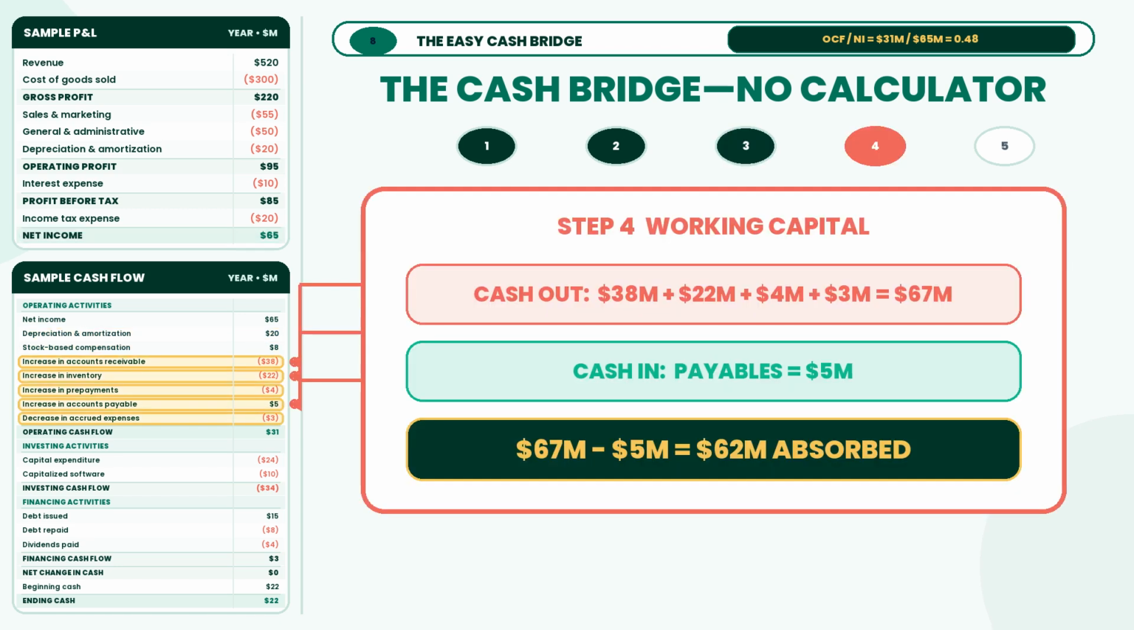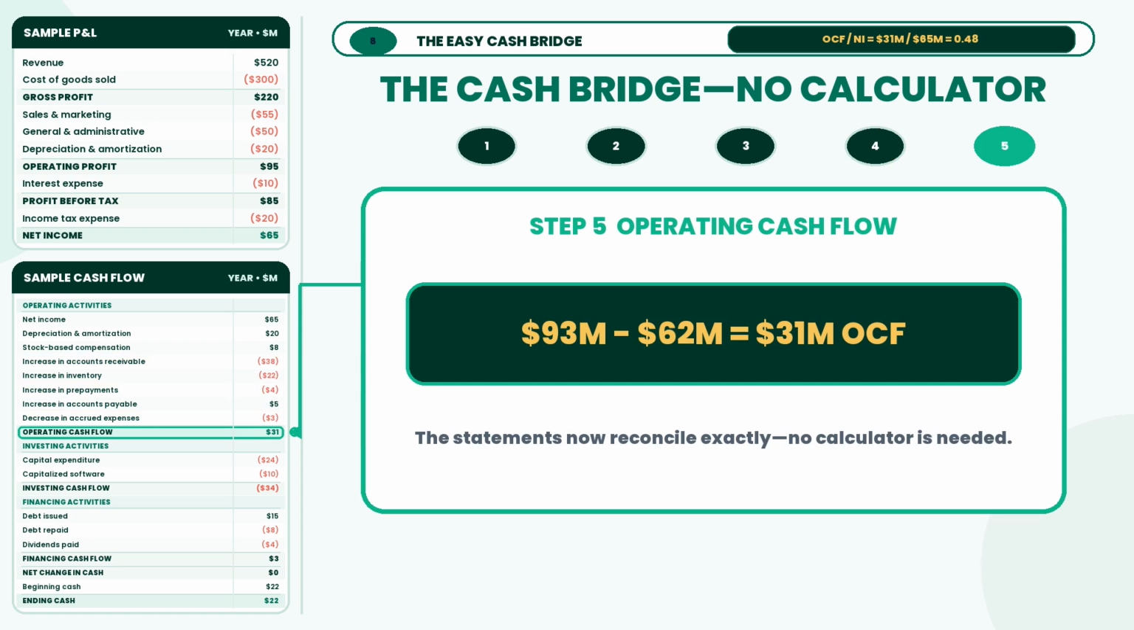Step 4. Cash out is 38 of receivables plus 22 of inventory plus 4 of prepayments plus 3 of lower accruals. That totals 67. Payables provide 5 of cash in. 67 minus 5 equals 62 absorbed by working capital. Step 5. 93 minus 62 equals 31 million of operating cash flow. Every figure now reconciles directly to the highlighted statements.